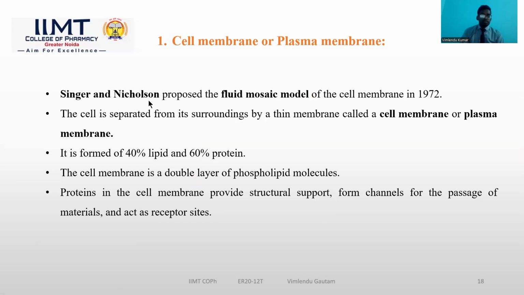Singer and Nicolson are the two scientists who proposed the fluid mosaic model of the cell membrane in 1972. The cell is separated from its surroundings by a thin membrane called the cell membrane or plasma membrane. The cell membrane is formed of 40% lipid and 60% protein. It is a double layer of phospholipid molecules. Proteins in the cell membrane provide structural support, form channels for the passage of material, and act as receptor sites.